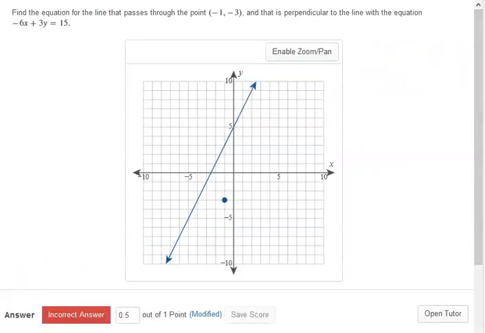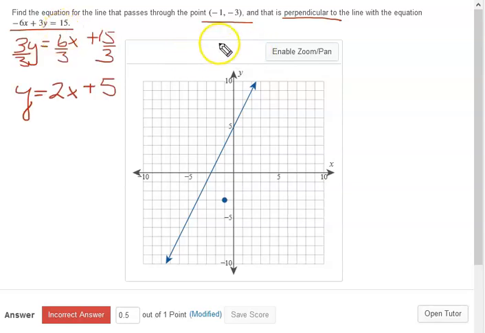Now, this is sort of a challenging problem. Again, read it carefully. Find the equation of a line that passes through this point. Now, negative 1, negative 3 is right there. So negative 1, go over 1, and then down 3. That's this point. But you want a line now that is perpendicular to this line. This line is this equation. So the protocol to solve it is to find out, well, what's the slope of a line that would be parallel to this first?